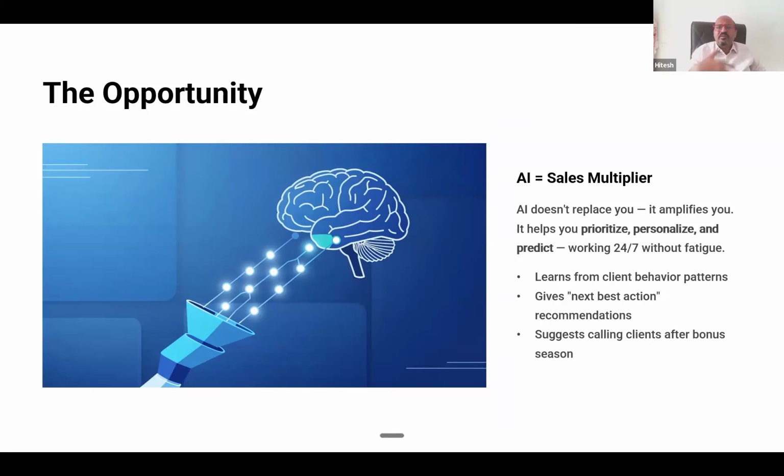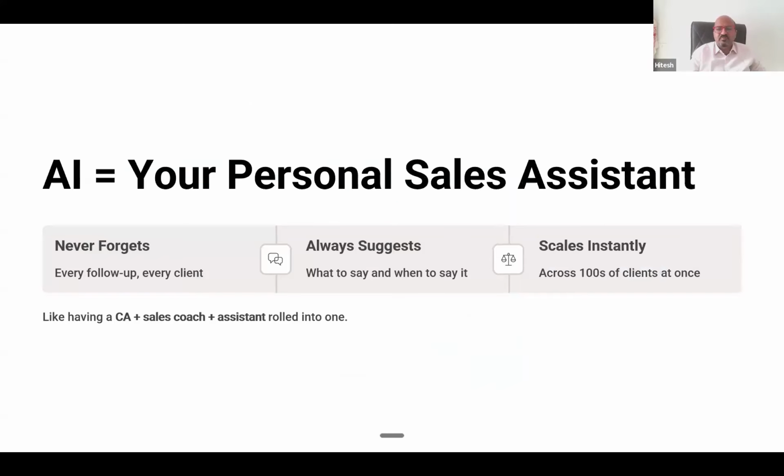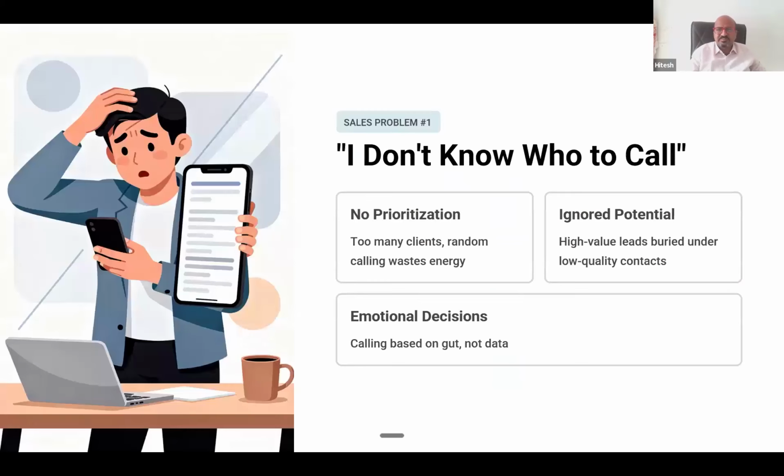So, what can AI do right now? Number one, AI can learn from your client behavior patterns. Number two, it gives you the next best action to be taken. And number three, it can also suggest calling agents, calling clients. And it can also do a bonus thing as well. Your personalized sales assistant never forgets, always recommends to you, and scales instantly thousands of times. It's like basically having a personalized coach for you every single time.